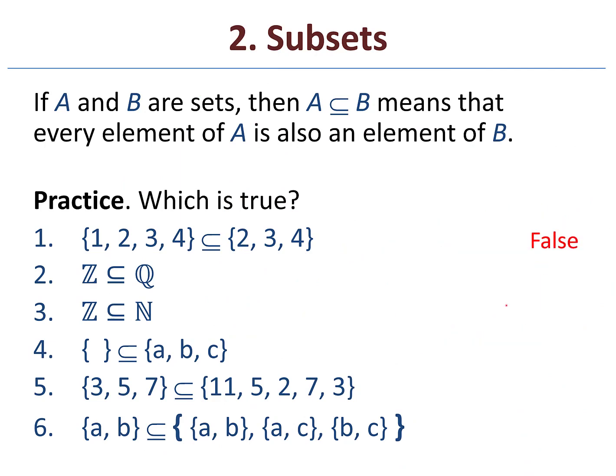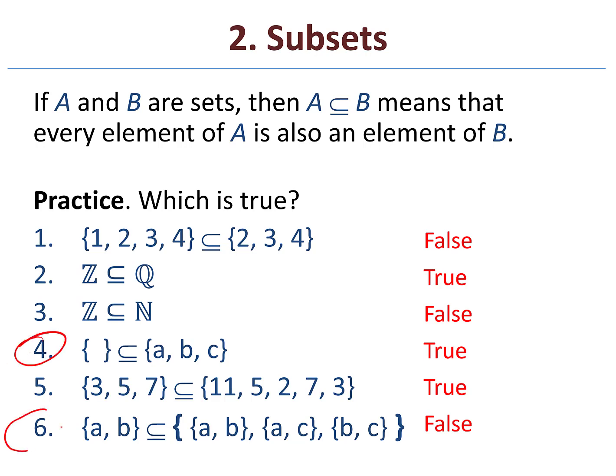Alright, let's take a look. False, true, false, true, true, false. A couple of the tricky ones are 4 and 6. Number 4 says that the empty set is a subset of {A, B, C}. And that's kind of weird, right? Well, any element that I take from the empty set, is that in the set {A, B, C}? It kind of is, because I can't really take any element out of the empty set. It turns out that the empty set is a subset of every set.